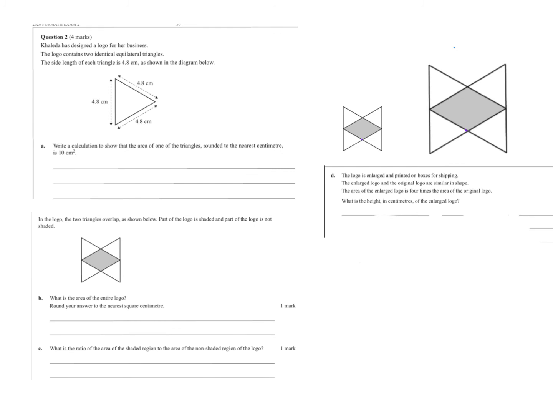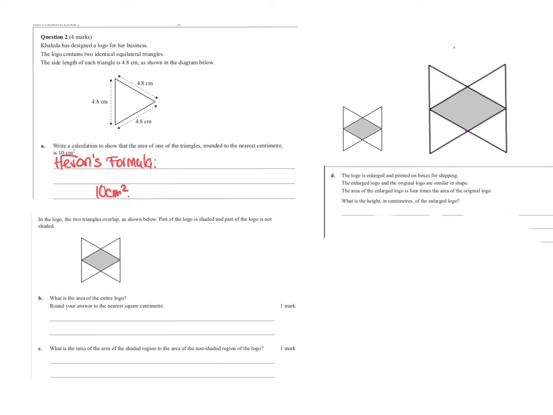Okay, so this one was taken from last year's exam. Kalita has designed a logo for her business. The logo contains 2 equilateral triangles. The side length of the triangle is 4.8. Write a calculation to show that the area of one of these triangles to the nearest centimetre is 10 centimetres squared. With this one, we can just use Heron's formula, and we haven't done that yet. I'm sure you've done it last year, but you'd show Heron's formula. We'll do that later, but you just show that it's 10 centimetres squared.